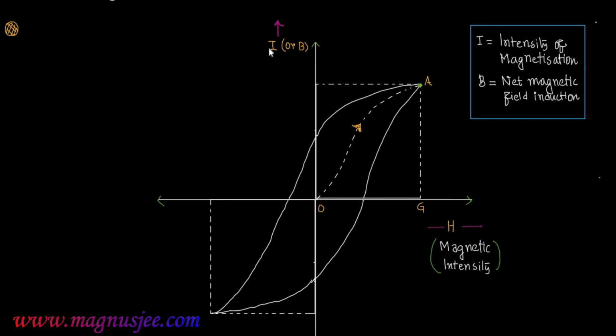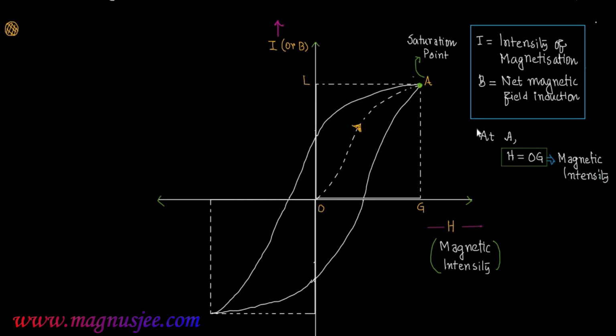We can denote different points of this graph. If H, or magnetic intensity, is increased from O to G, the intensity of magnetization I or net magnetic flux density will increase along the curve OA and reach the saturation point at the point A. That means at the point A on this hysteresis loop, H is equal to OG, the value of magnetic field strength at the saturation point A.